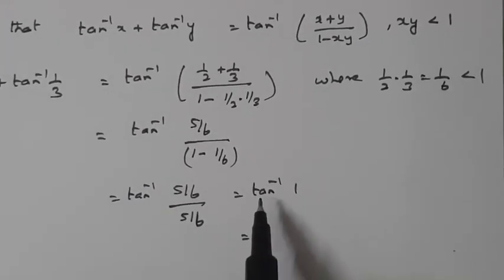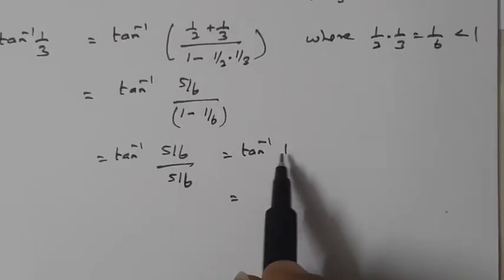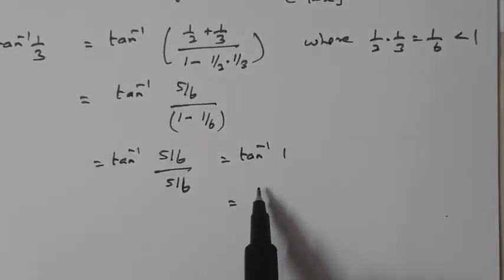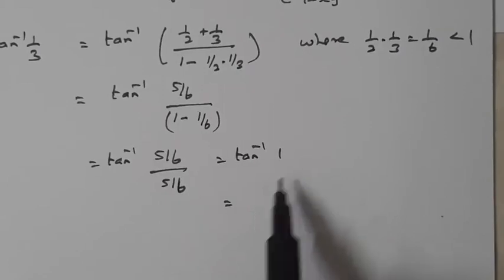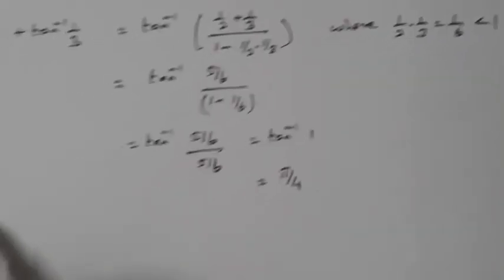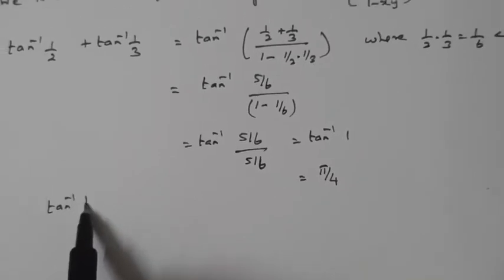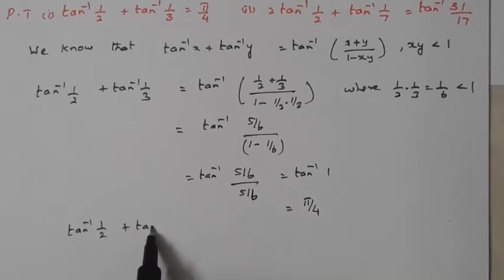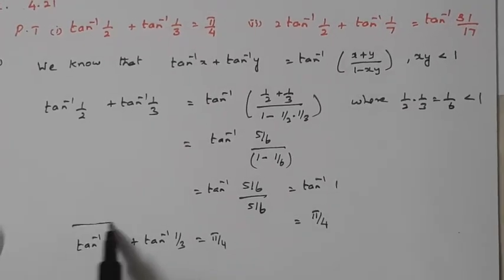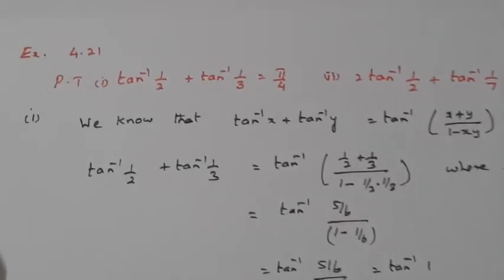So, what is tan inverse of 1? For what angle will the tan value be 1? Pi by 4, and it clearly belongs to the first interval. So, the principal value will be the positive value, that is tan inverse of 1 is equal to pi by 4, and hence we have proved that tan inverse of 1 by 2 plus tan inverse of 1 by 3 is equal to pi by 4. So, we have proved the required result.